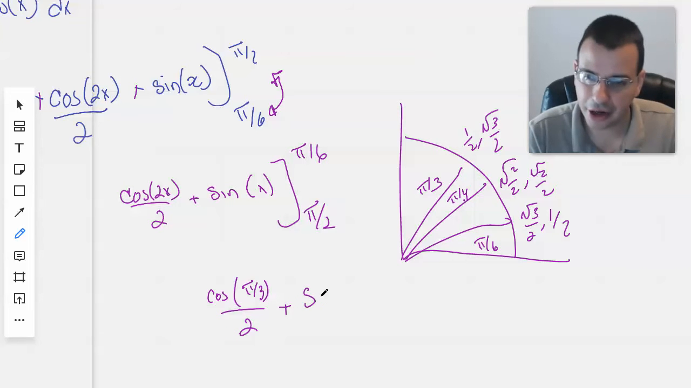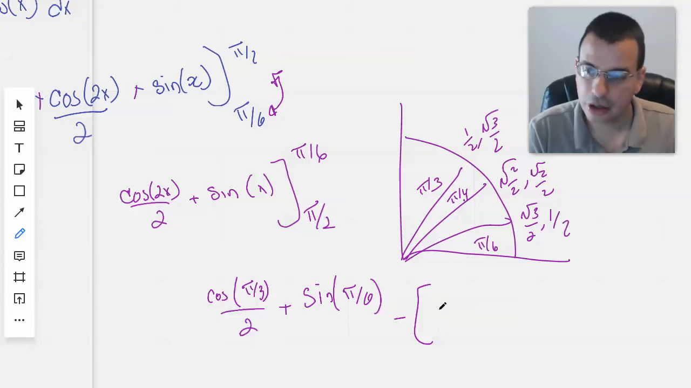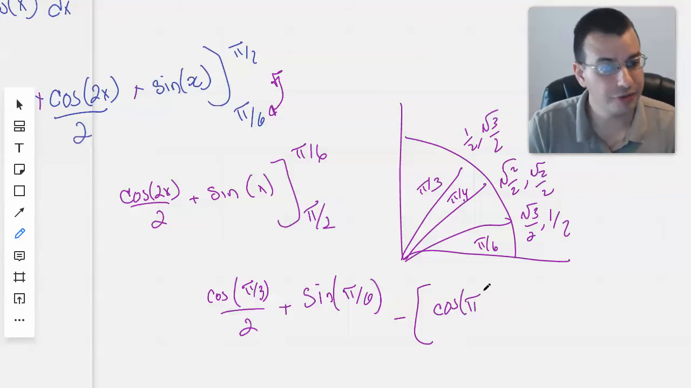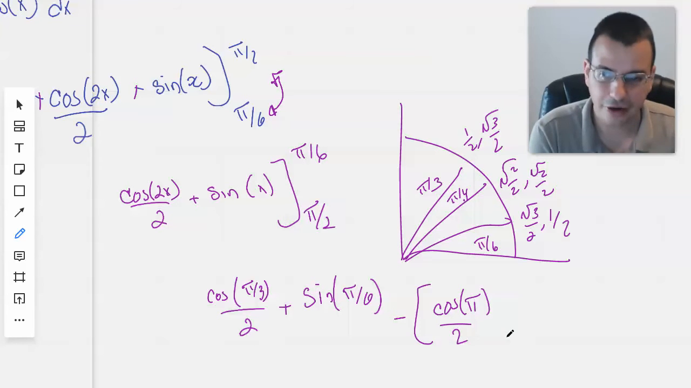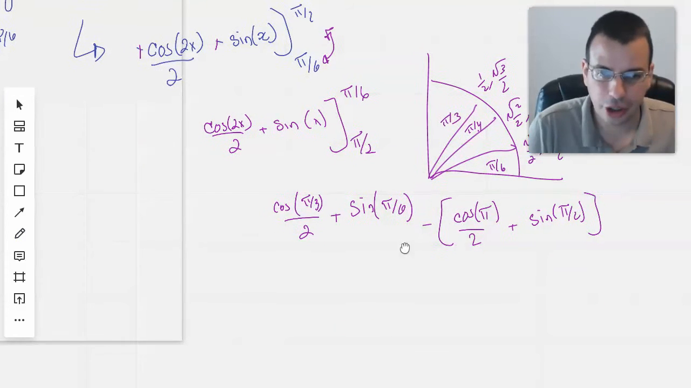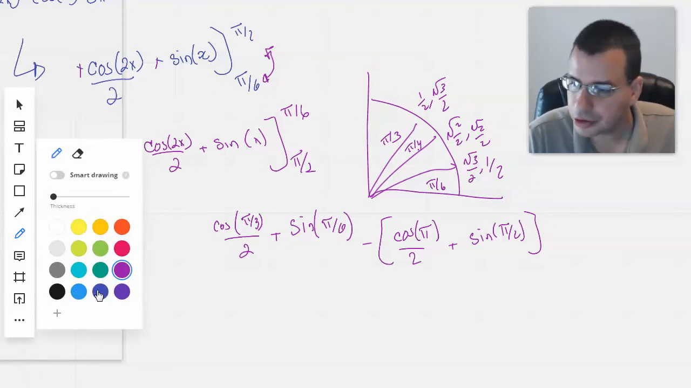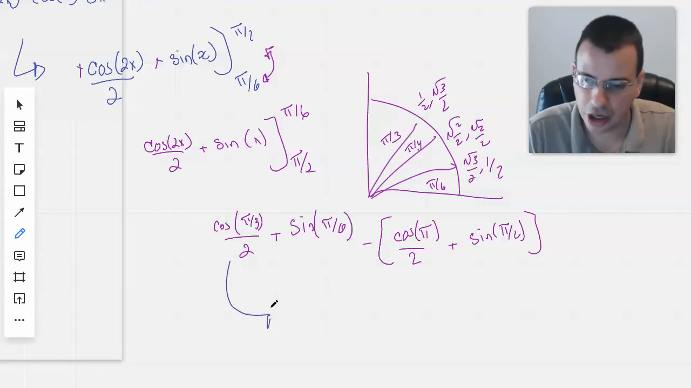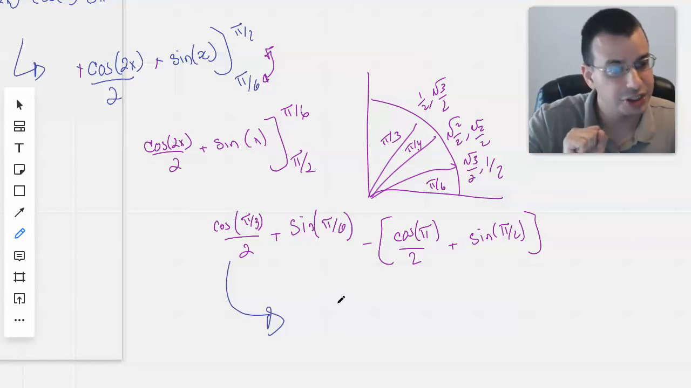Plus, I'm going to write this out first, that way I don't get too confused. Plus sine of pi over 6, minus cosine of pi, because pi over 2 times 2 is pi, over 2, plus sine of pi over 2. Okay, so now we can actually go through and solve these things.